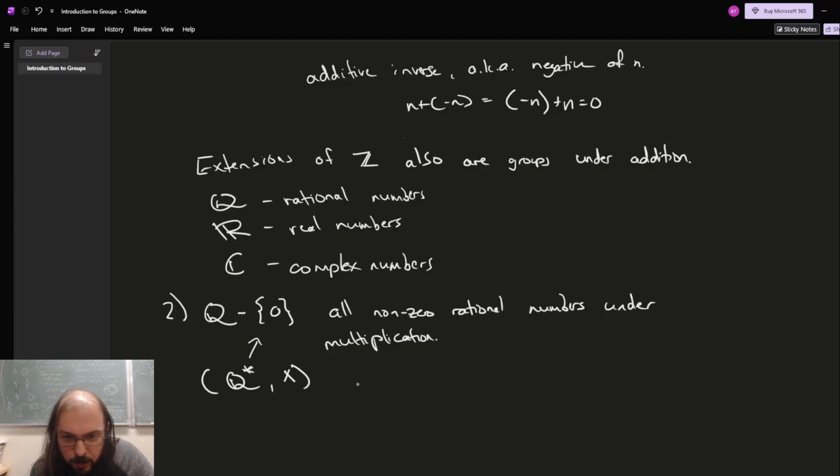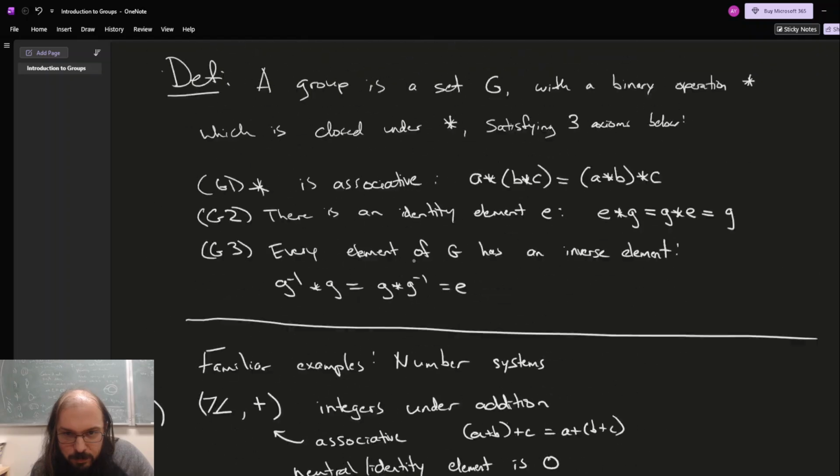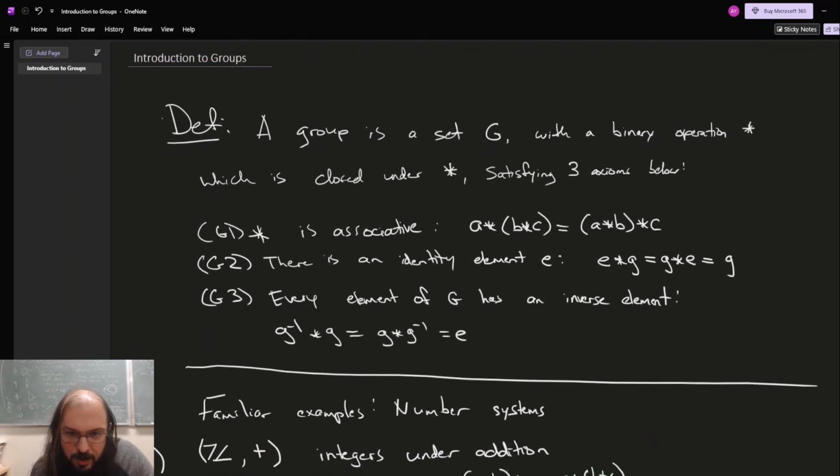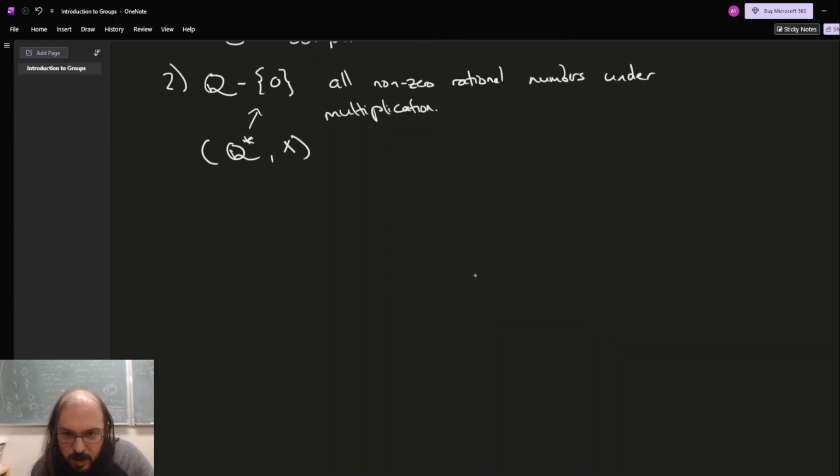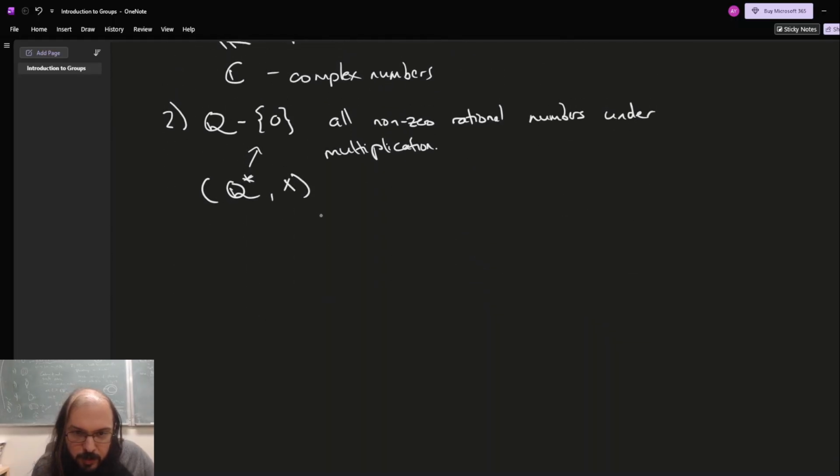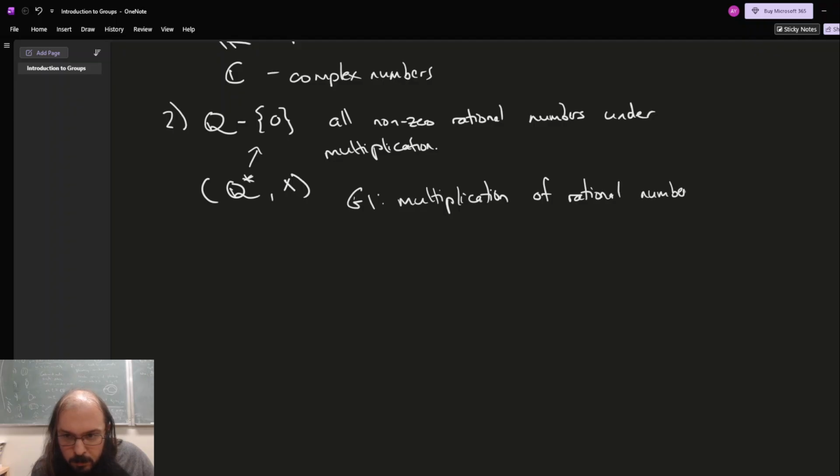This is also a perfectly good group. Let's think through the axioms. Let's scroll back up and see them again. We have associativity, the identity element, inverse elements. So associativity: multiplication of rational numbers is associative. I feel I don't have to explain. We're very familiar with good old rational numbers.